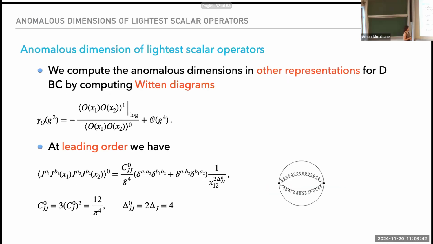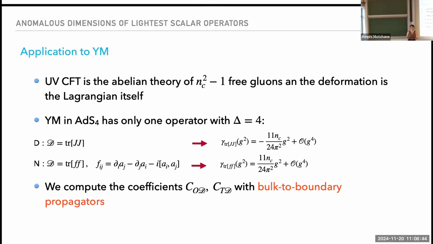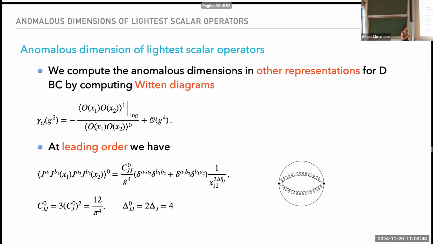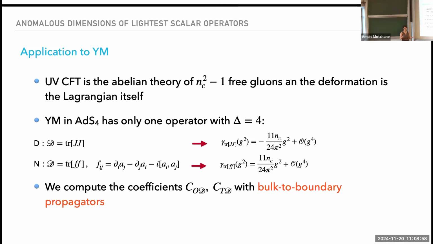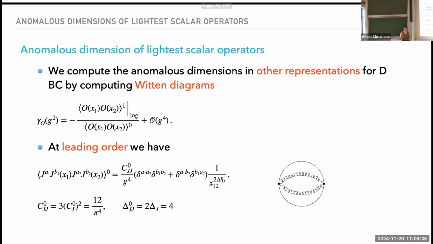Okay, this is very nice, but unfortunately it's not sufficient to perform all the computation that we want. So at some point we also need to compute Witten diagrams with loops in AdS space, because this argument only holds for the singlet scalar operator, which has the dimension of the displacement operator. For all other operators, we need to compute diagrams.